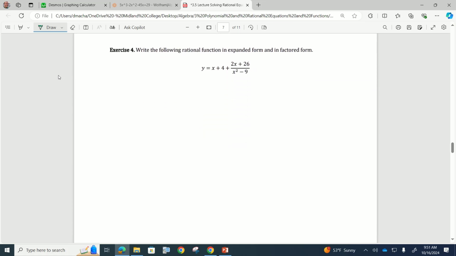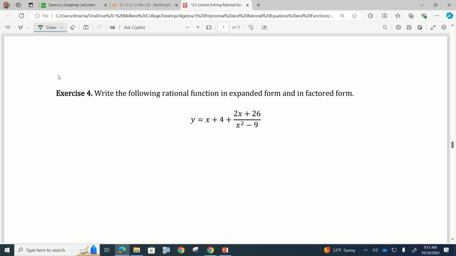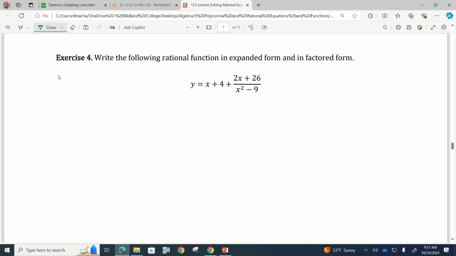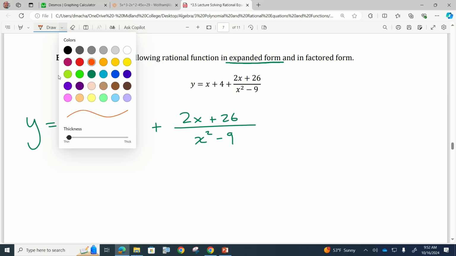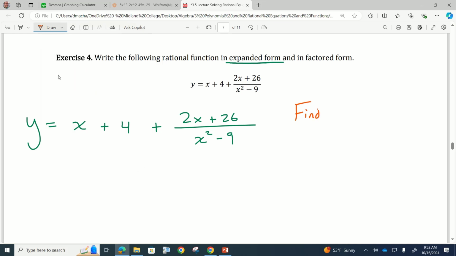One more similar kind of question. Says, I want to take this rational function, and this time it's given to me in a mixed form, where I've got this linear polynomial plus this proper rational function. And I want to rewrite that in expanded form and in factored form. So let's do expanded form first. And the trick here is that we are going to find a common denominator.